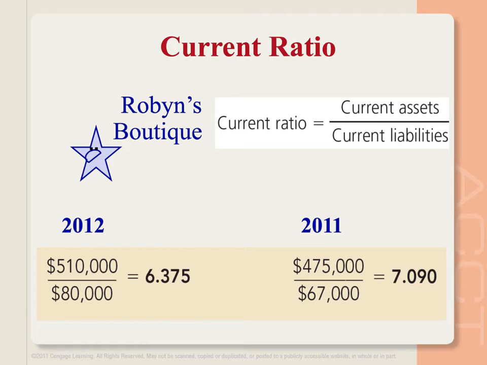So man, that's pretty good. That's saying, let's round up, we have $6.40 for every $1 of liability. So that means when I pay that liability, I'm going to have roughly $5.40 left over to go do other things with. So on the surface, this looks like it's the right thing to do. In the previous year, Robin's Boutique had $7.09 for every dollar of current liability.